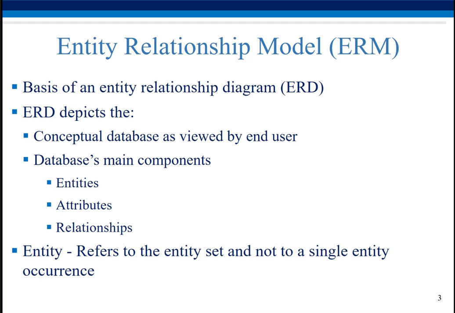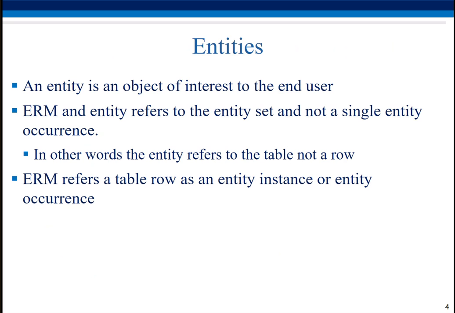And again, entity in this case refers to the entity set and not a single entity occurrence, which is actually a record or a row, depending upon what you're using. So again, an entity is defined as an object of interest to the end user, such as a customer database. And the entity relationship model refers to the entire entity set and not just the single entity occurrence. So it refers to a table, not a row.